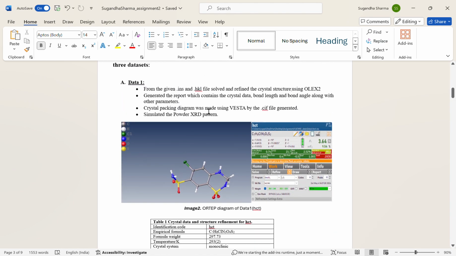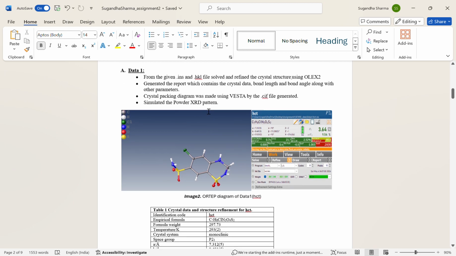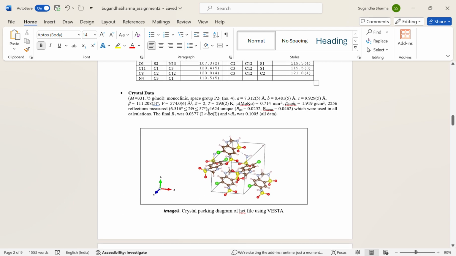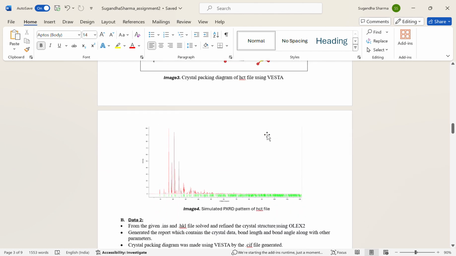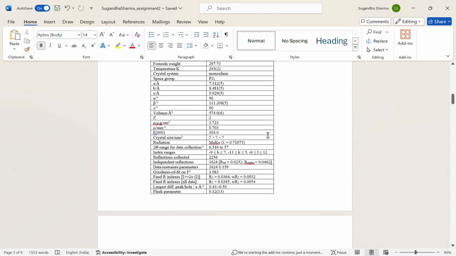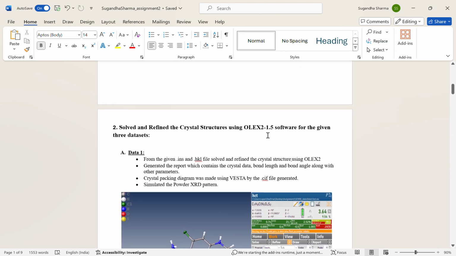After that we performed the crystal packing using the VESTA software by generating the zip file. So we got the crystal packing. The most plausible crystal packing was this, and it also showed that it was monoclinic and has a space group of P21, and different parameters were also seen. And then we simulated the PXRD pattern for the HCT file.